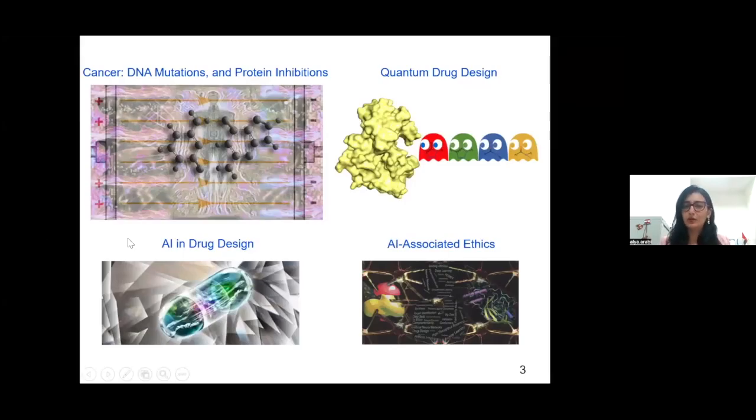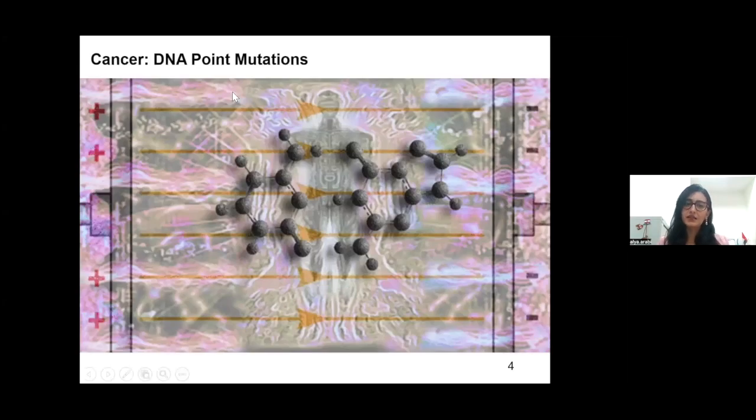Today, I'll be telling you about a few projects, some of which are related to cancer, others related to developing a quantum drug design tool, a little bit about AI in drug design, and the AI associated ethics. To begin with, cancer and how it relates to DNA and point mutations. And here you see a picture of electric field charges because we are interested in seeing how such electric fields can affect the probability of developing more point mutations or cancer.